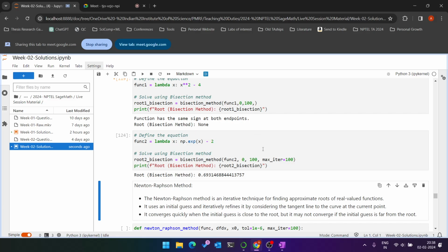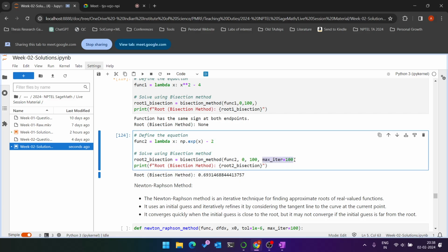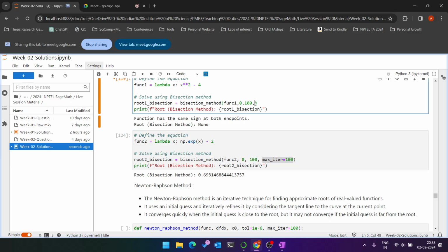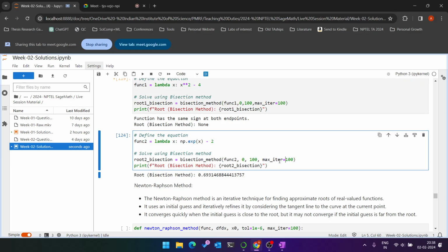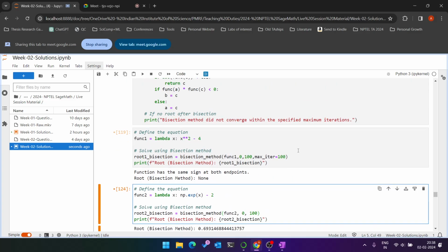Oh, I wrote it here. Sorry, I wrote the wrong thing here. One second. I wanted to do this. This is a different function, exponential of x. This is my function.